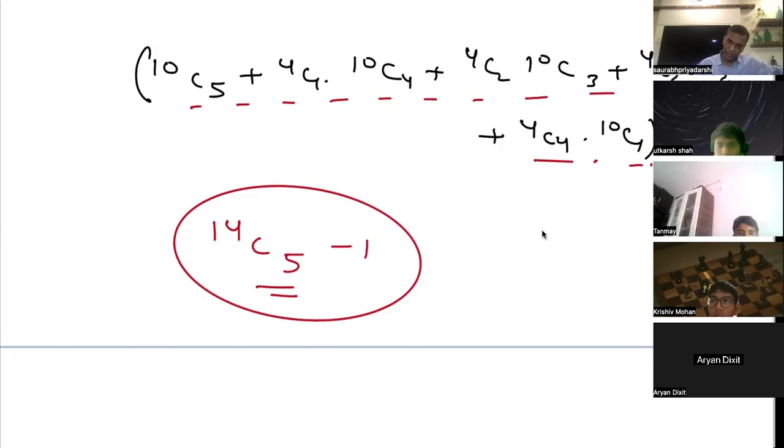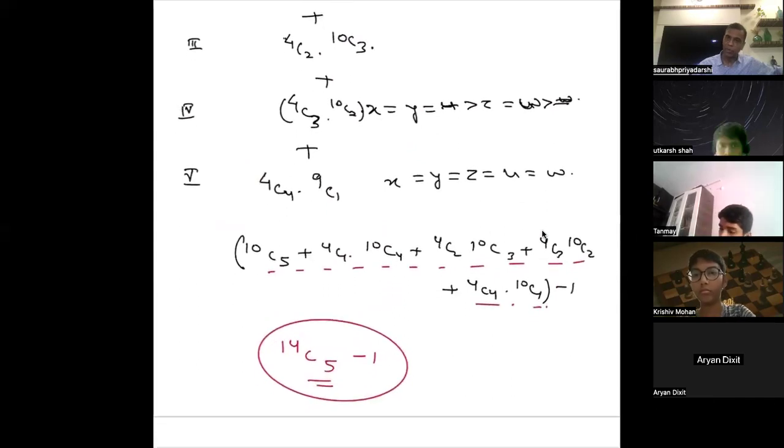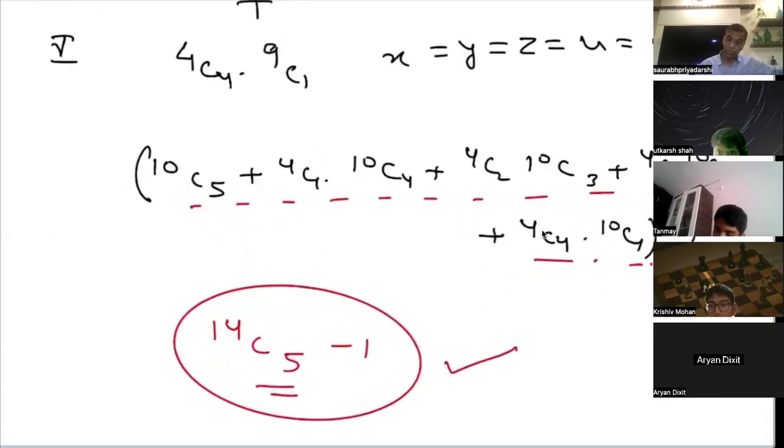Is the question clear? We have to write down all the 5 terms. What I am saying is it's not required to write down all the 5 terms. If you are able to think properly, we can directly write 14C5 minus 1. That's it. So that you have to think.